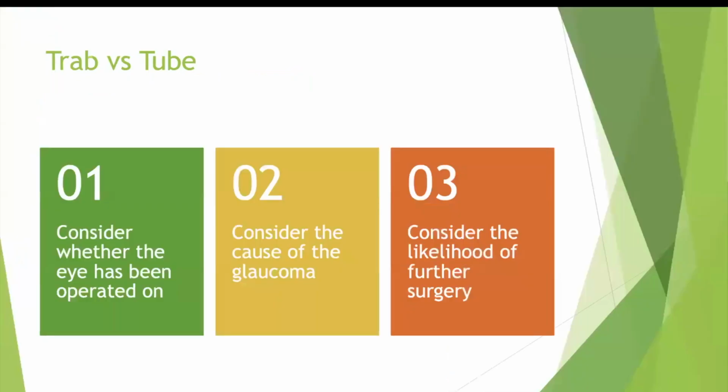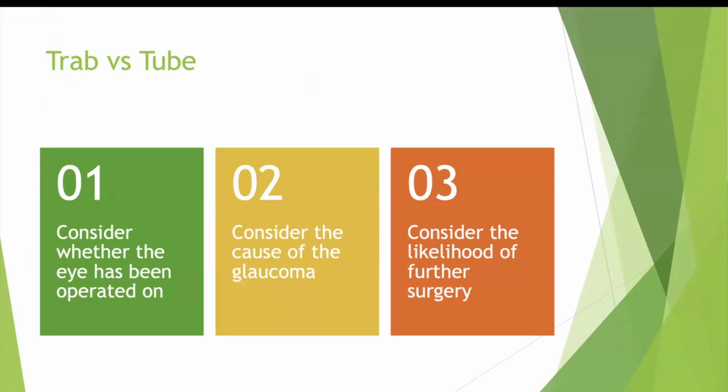So when looking at trab versus tube, I've already sort of discussed this. Consider whether the eye has been operated on. Consider the cause of the glaucoma, because trabeculectomies tend to be less successful, for example, in uveitic patients, again because of their risk of scarring. And then consider the likelihood of whether or not they need further surgery.